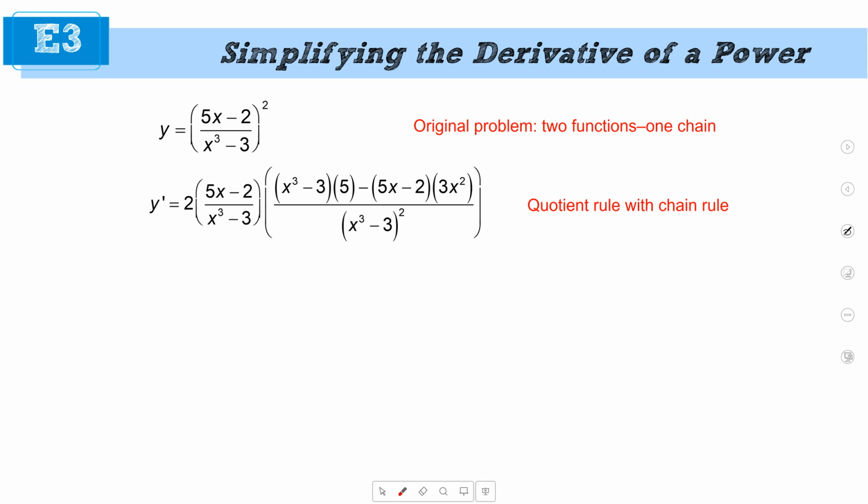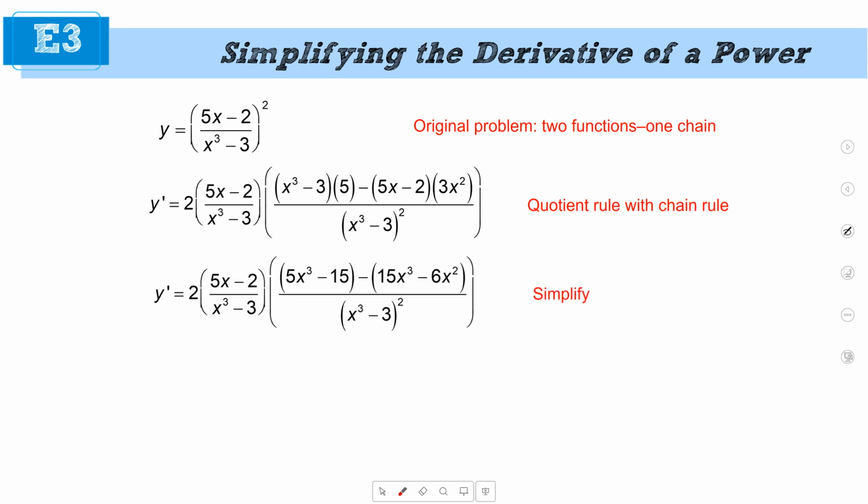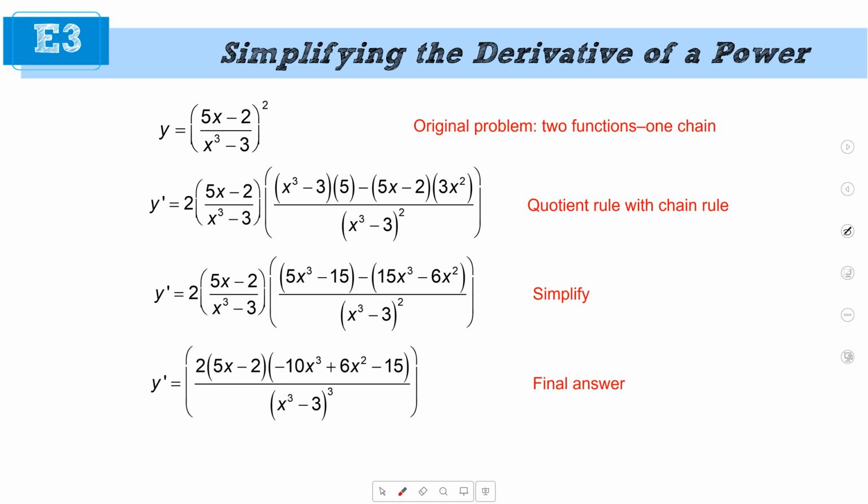At that point, we're done with calculus. Now we just start doing some algebra, which gives me that. Distribute the 5, distribute the 3x squared, combine like terms. And then I get that. Makes sense? x cubed minus 3 times x cubed minus 3 raised to the second power is x cubed minus 3 to the third power.